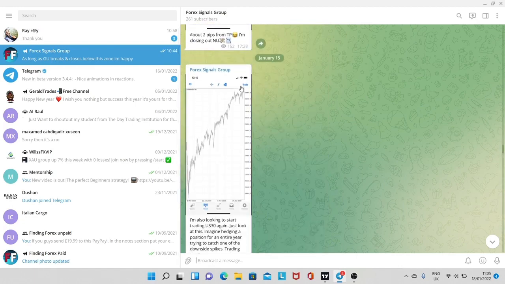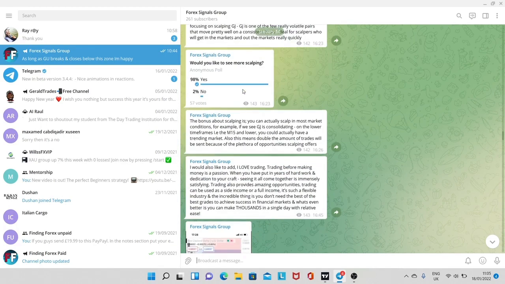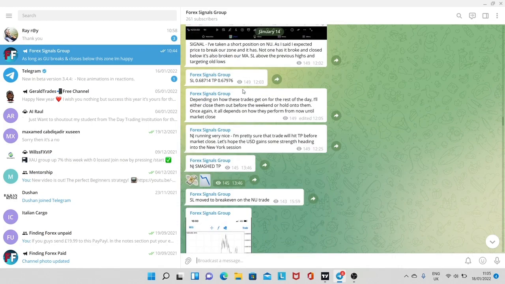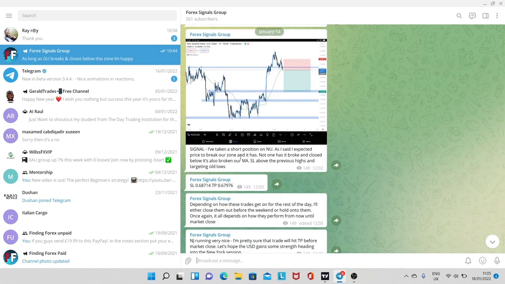This is the US 30, the Dow Jones. Look at that uptrend, beautiful. Thinking about trading this some more. Here we go. Signal, I've taken a short position on NZD USD. As I said, I expect price to break our zone and it's close below the moving average. Stop loss above the previous highs and targeting old lows.